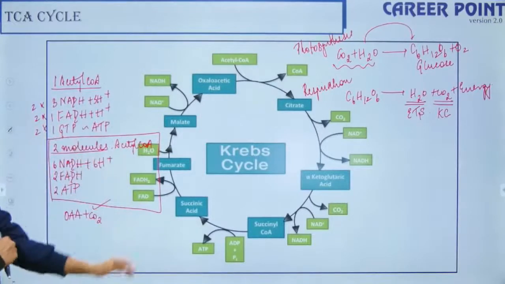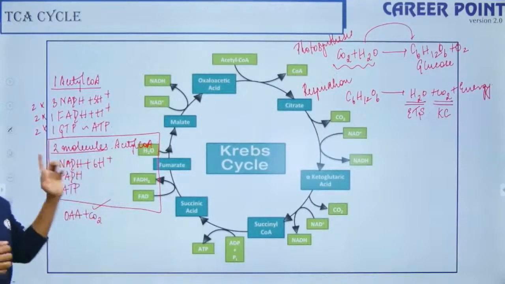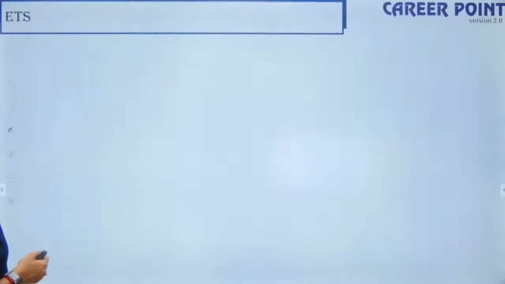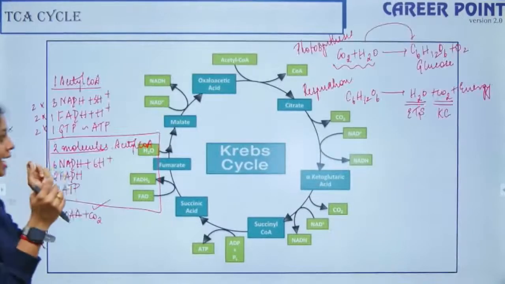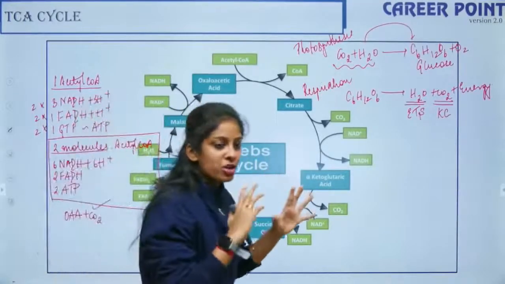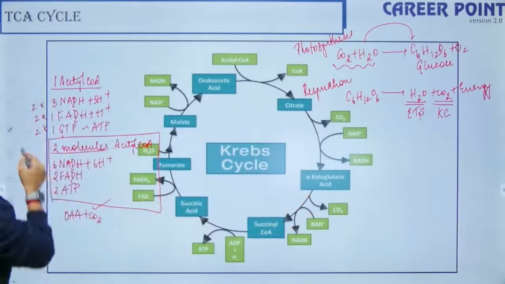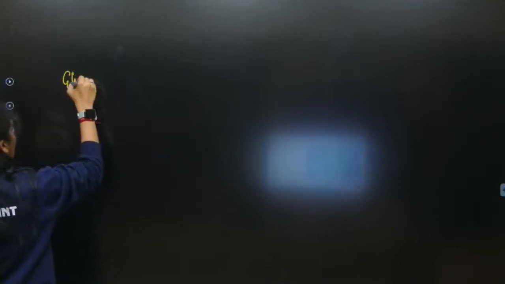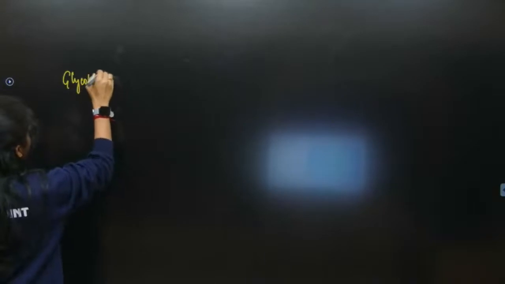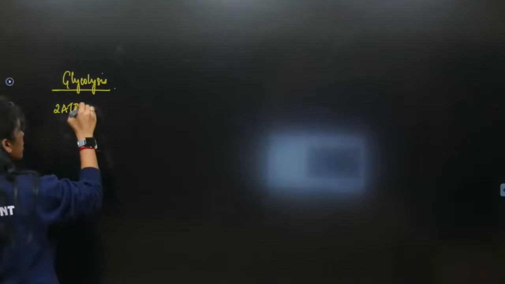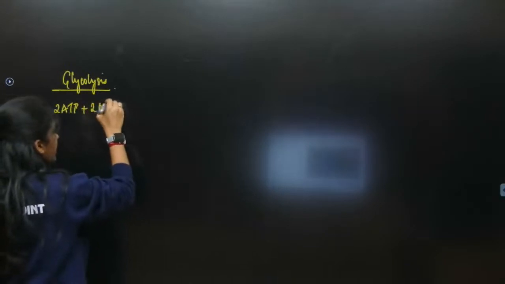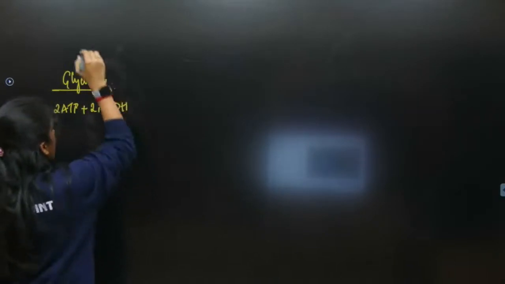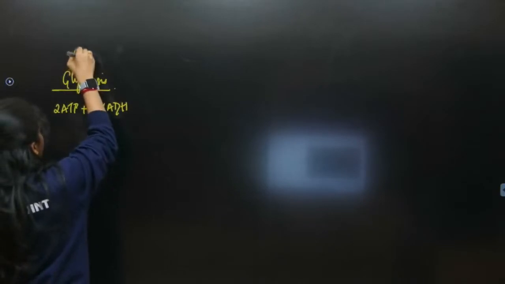Okay, so this is at the end of your Krebs cycle. So I've come to ETS. Quickly I'll give you a summary of how many electrons, how much ATP is gained in glycolysis. So quickly we'll see it and then we'll move to ETS. At the end of glycolysis, we have 2 ATP plus 2 NADH. I am talking only about the gain.